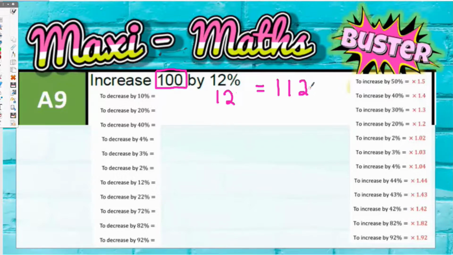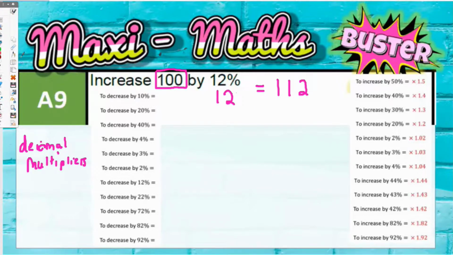However, it wouldn't be so simple if this wasn't 100, if it was like 99 by 12% or 87 by 12%. So we really need to think about what we call decimal multipliers. So we're going to have a little chat about those.